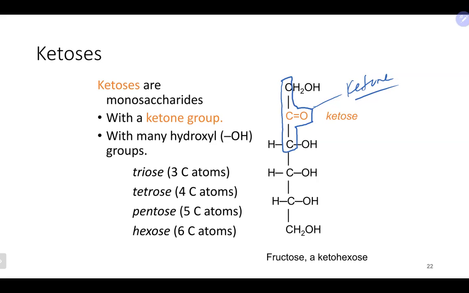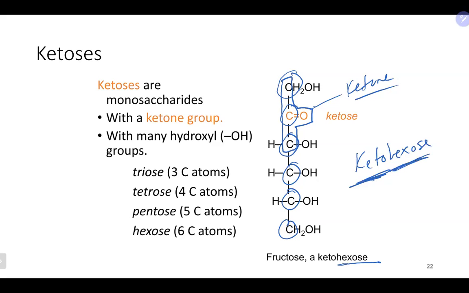Once again, you can classify this monosaccharide, in addition to a ketose because it has a ketone group, based on the number of carbons. Once again, this has 1, 2, 3, 4, 5, and 6 carbons. So this would be a hexose. That's why it's sometimes referred to as a ketohexose. Keto because it has a ketone group, hexose because it has 6 carbons.